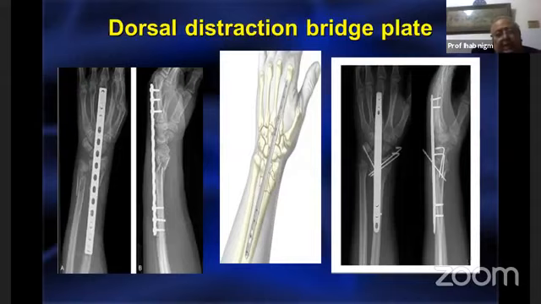And strangely enough, the restoration of wrist movement after this period was not a problem at all. It can be combined with K-wires or bone graft.